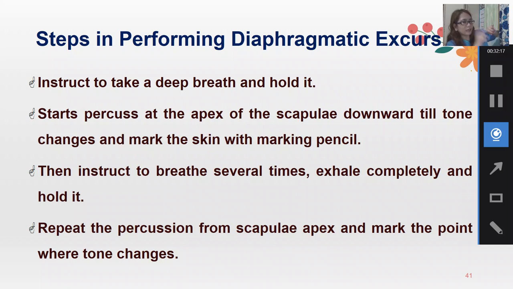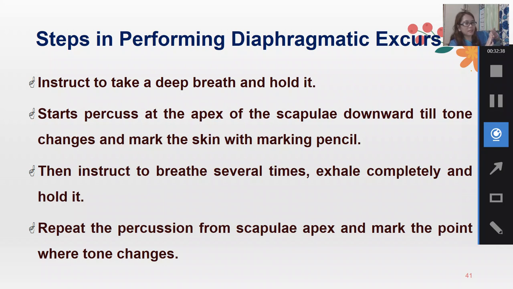Kung nasa right ka, right tayo, kasi ang chine-check natin dito kung nagkaroon ng changes, kung nasaan banda yung liver. So, sa right, 1, 2, 3, pababa ka hanggang sa may changes na. Parang nagdadal na yung sound. So, ibig sabihin, nandun ka na sa bandang liver ni client. Mark ka na dyan para makita mo yung size ng liver.